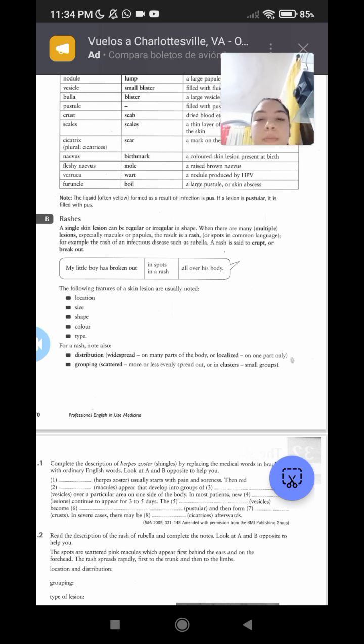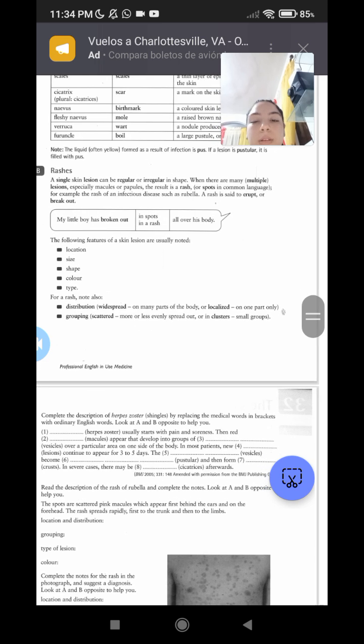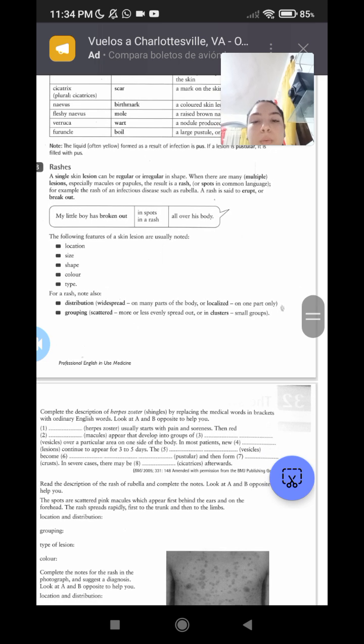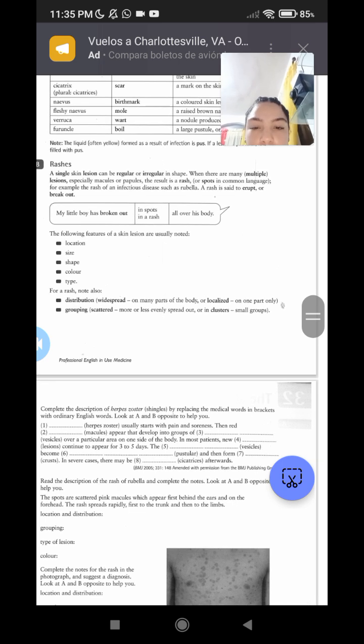The following features of a skin lesion are usually noted: location, size, shape, color, type. For a rash, note also the distribution: widespread on many parts of the body, or localized to one part only. Grouped or scattered: more or less evenly spread out, or clustered in small groups.